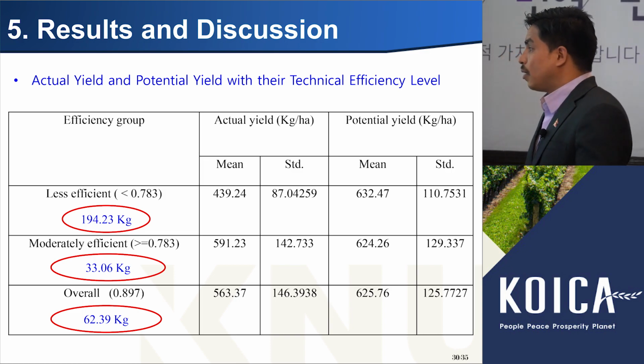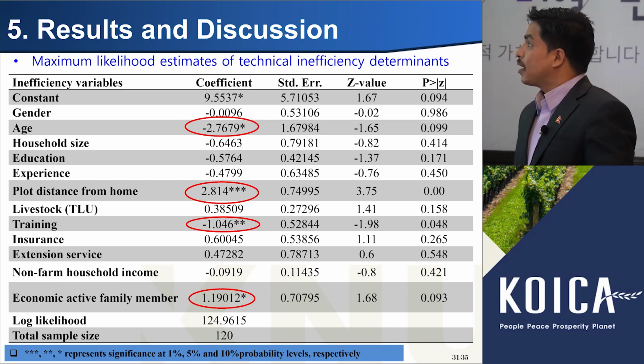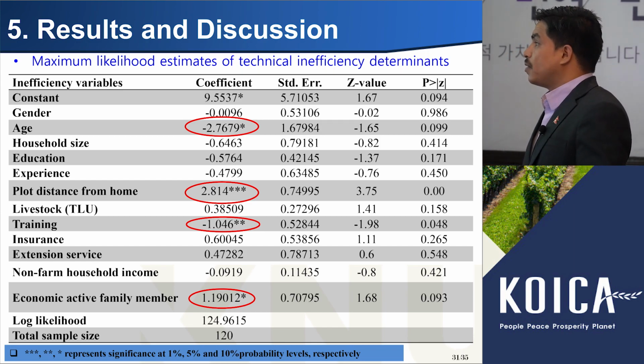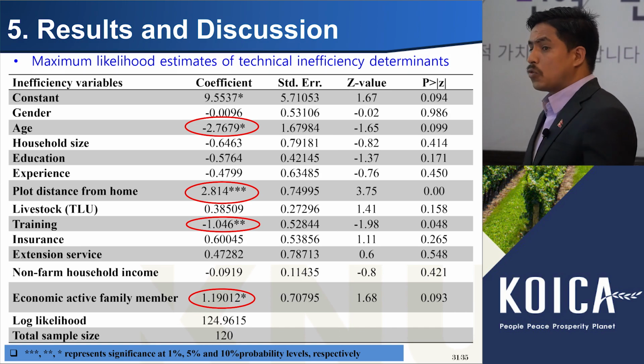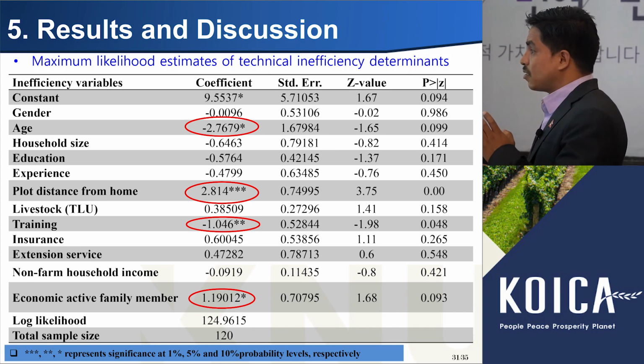So, we have to encourage increasing the efficiency of farmers. Overall, 62.39% is the maximum likelihood estimate of technical inefficiency determinants: age, plot distance from home, training, and economic activity of family members. Here we can see that age and training negatively influence inefficiency, that means they positively influence the technical efficiency of farmers.